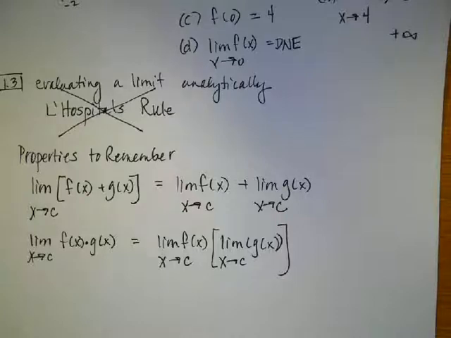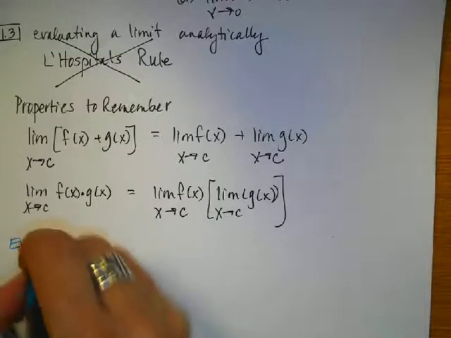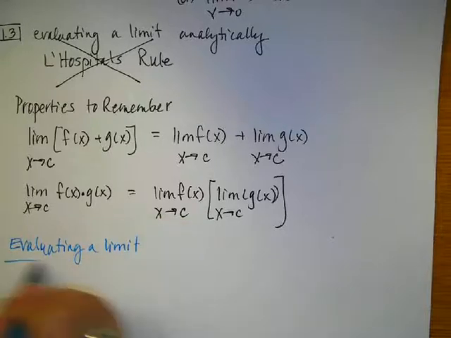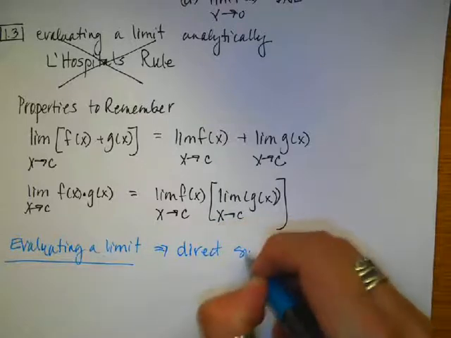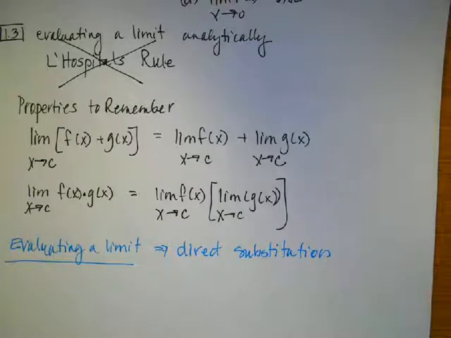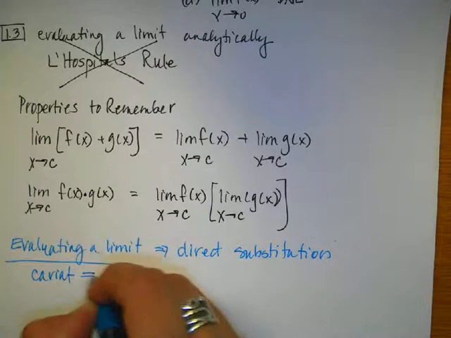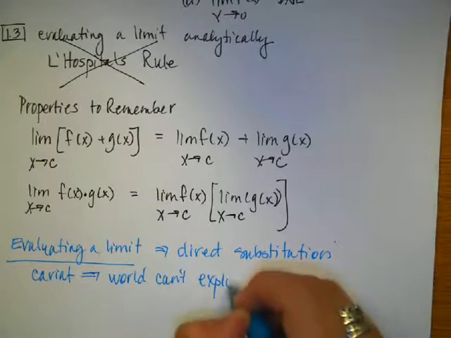All right, remember when we are evaluating a limit, I have lots of different ways that I can do that. One of the ways that we really like is called direct substitution. So I can substitute a value into the limit and then come up with a mathematical solution. The caveat is that the world can't explode, which means that I have to have no indeterminate form.